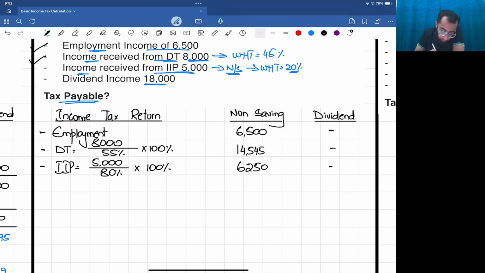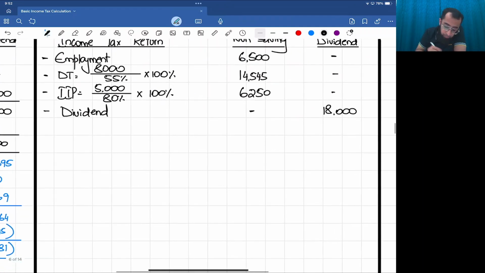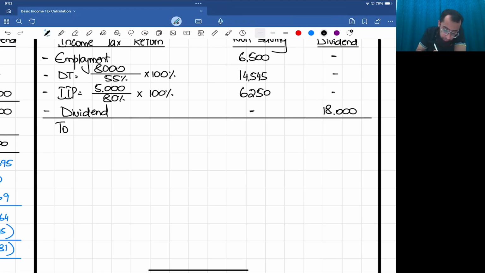Then you have the normal dividend income, and that's 18,000, goes in the head of dividend. Here you go. All the incomes are classified in the relevant heads. Discretionary trust is always non-saving. IIP, it can be saving, can be dividend, but since the question was silent, you put it in the non-saving head with 20% withhold. You add up all of them to arrive at the value of total income.